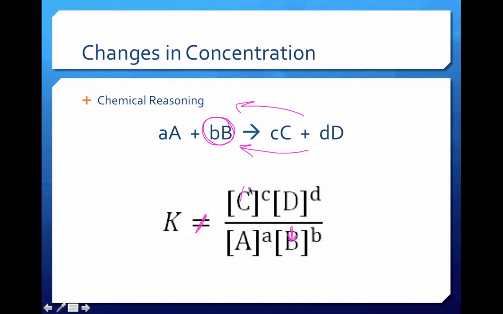We're going to reduce, let's change colors here, we're going to reduce the amount of C, we're going to reduce the amount of D, we're going to increase the amount of A, and we're going to increase the amount of B, until eventually, again, our values become equal again, and the ratio here of products to reactants goes back to equaling our value of K. So in each case, adding or removing, we can very clearly see how the equilibrium expression shows us what has to happen to our reaction in order to reestablish equilibrium.